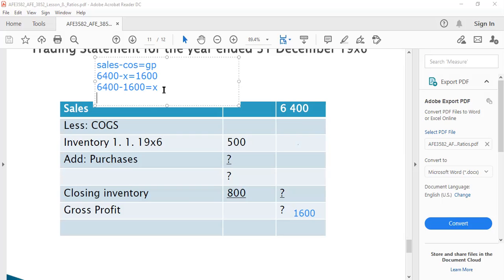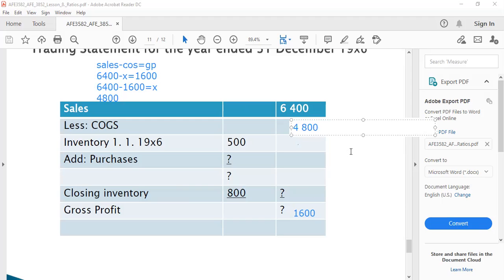4,800. So in this case, our cost of sales amount will be 4800, like that. You understand?